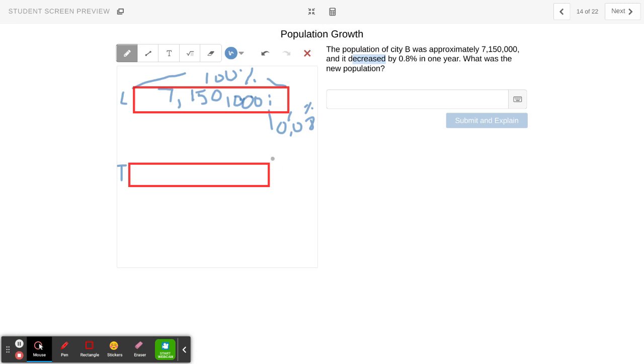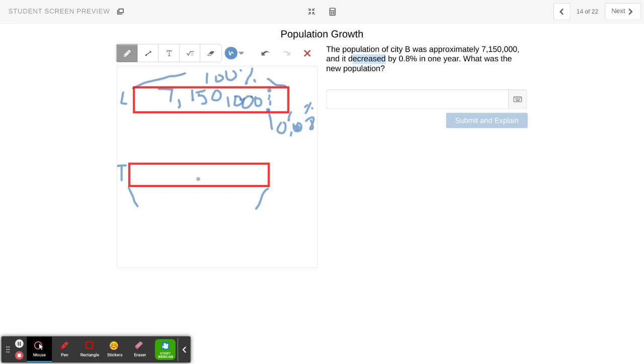Okay, I've already started this out, and here's what I've done. I knew that last year that was 100%, and the population was 7,150,000. Then this is supposed to be me cutting off 0.08%, just so I could draw my next one. So now I know that the new population is going to be 0.08. Whoops, that's wrong. 0.8% less. So to figure that out, I have to figure out what this percent is.